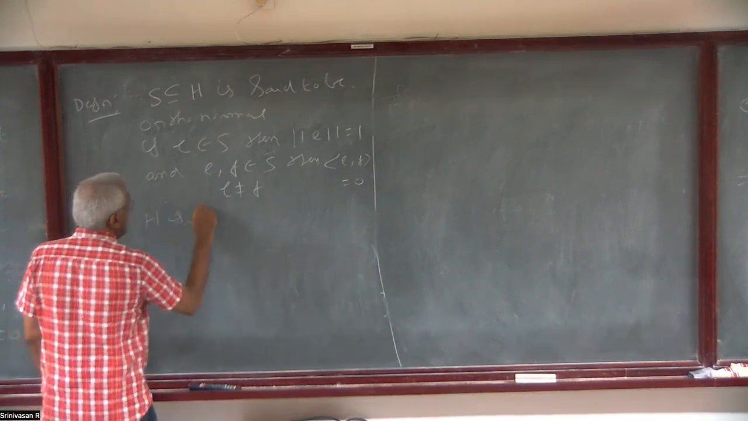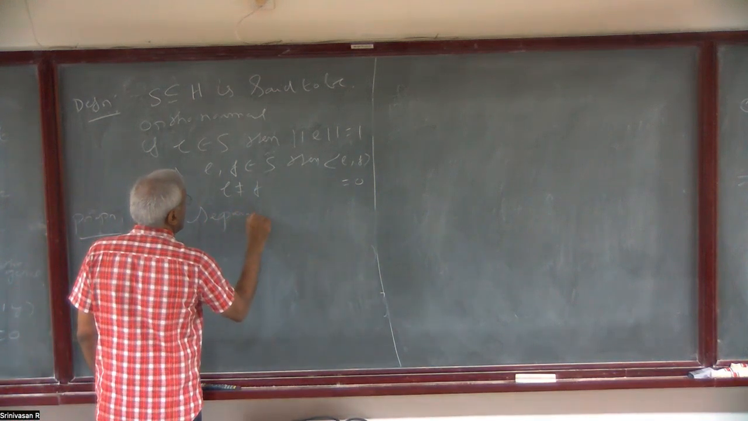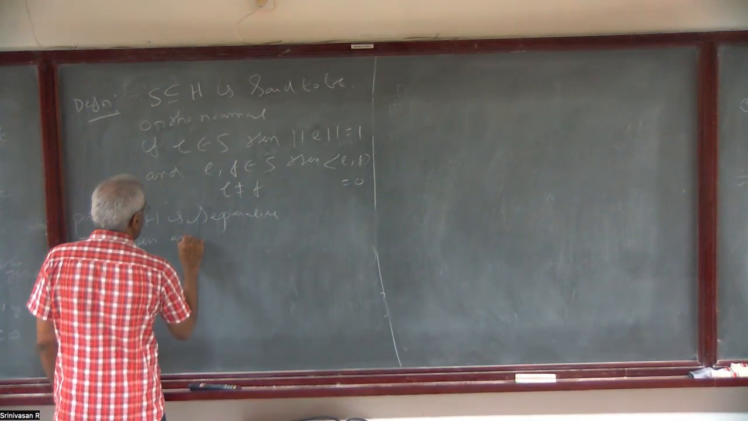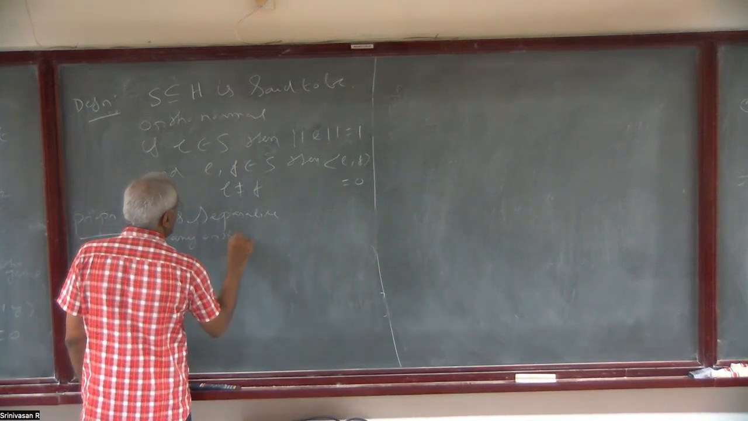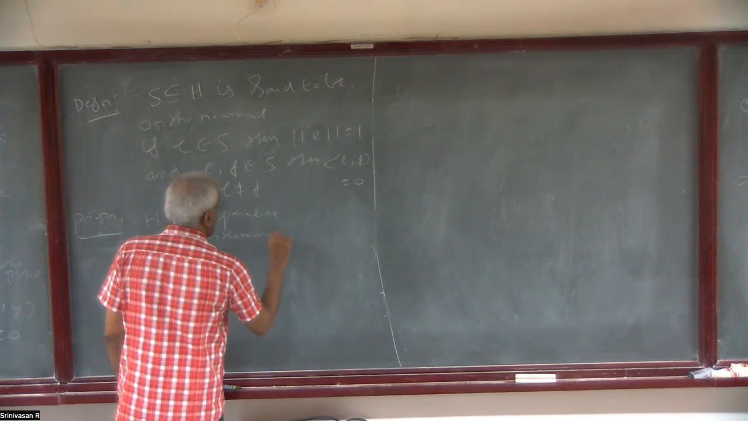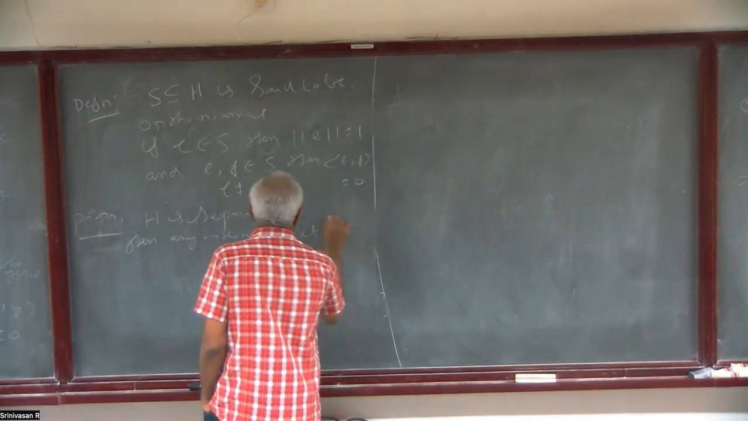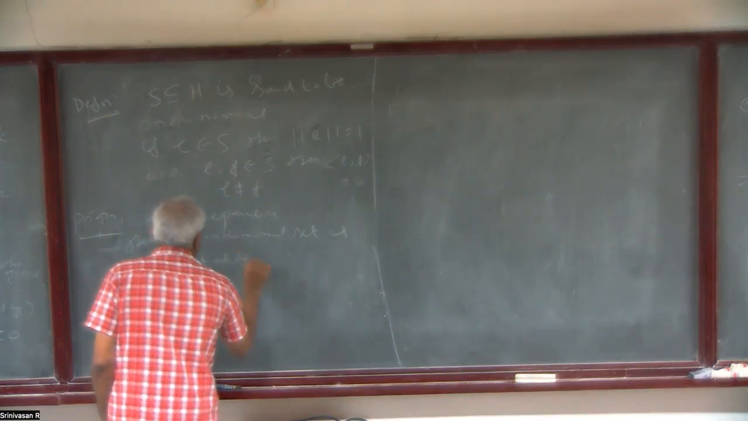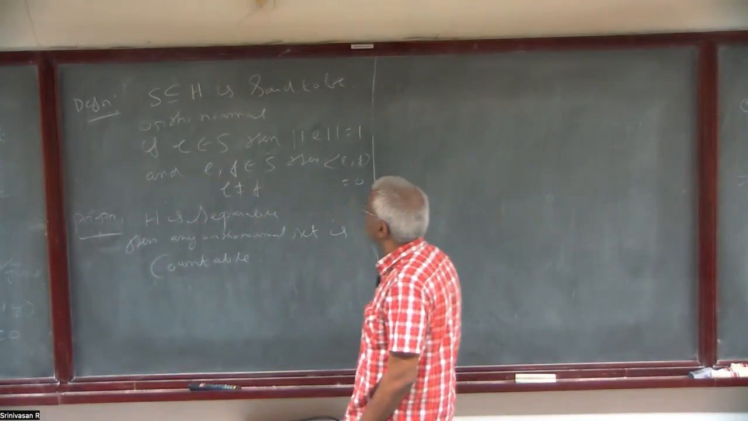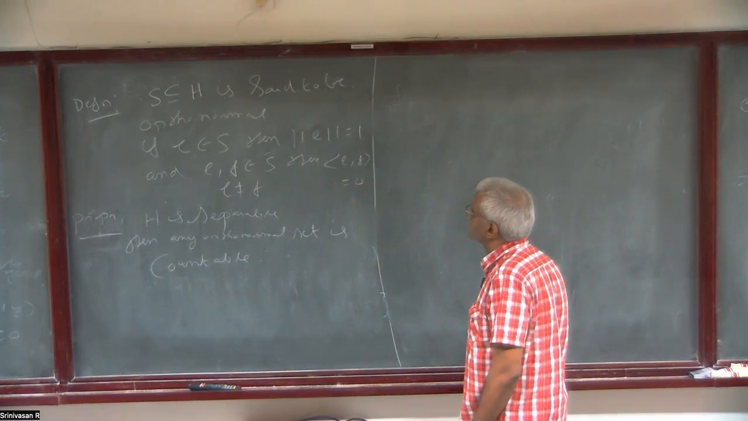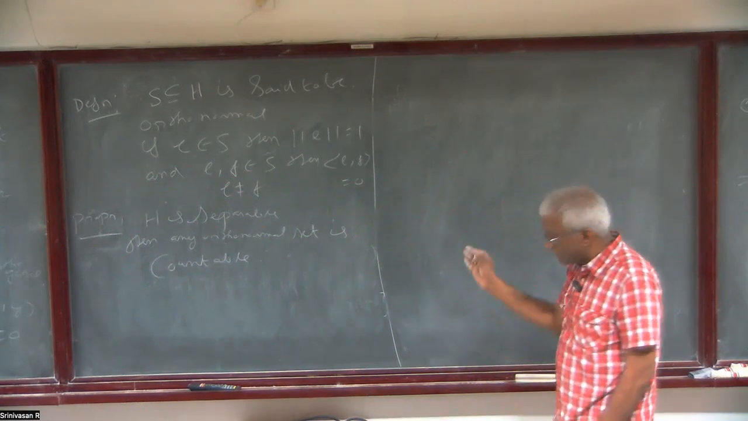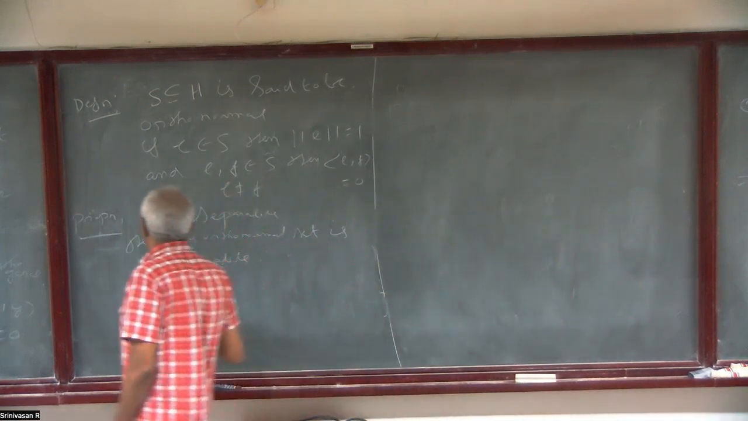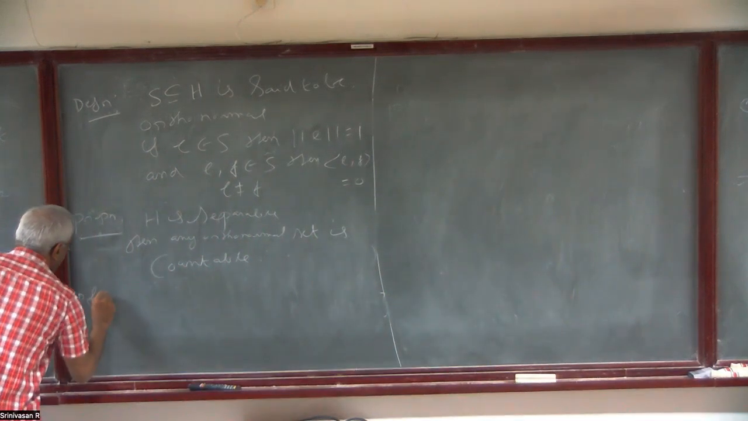Then the proposition: if H is separable, then any orthonormal set is countable. I'll make more statements later. Proof.